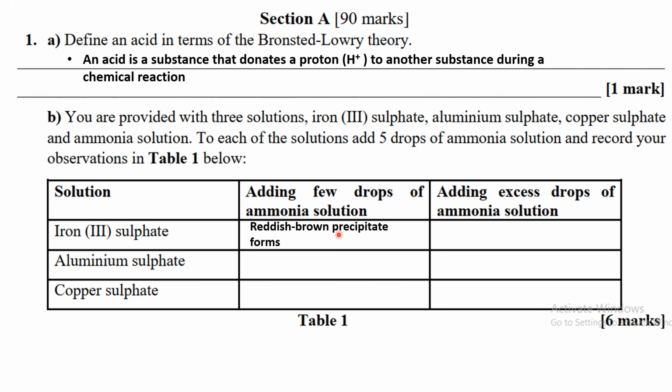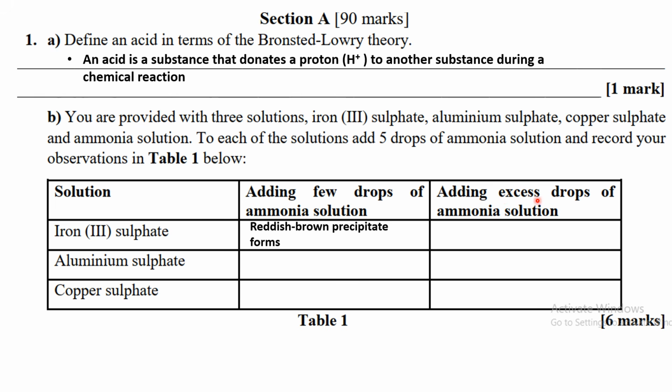Remember that a precipitate is a solid substance which is formed when 2 solutions are mixed. So once again, adding a few drops of ammonia solution to iron sulfate produces a reddish brown precipitate. This precipitate is a solid form, and it's colored reddish brown. If you keep adding more ammonia, excess means extra.